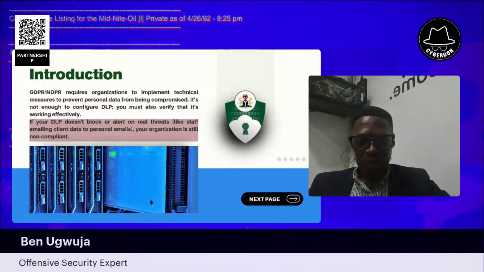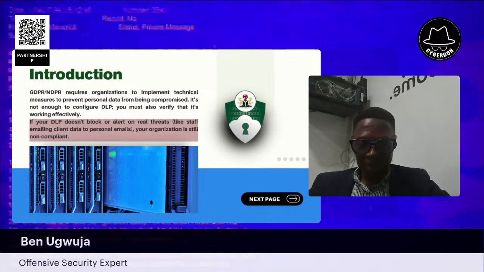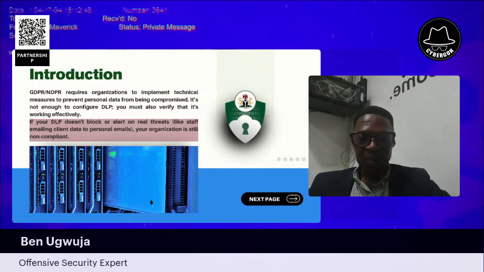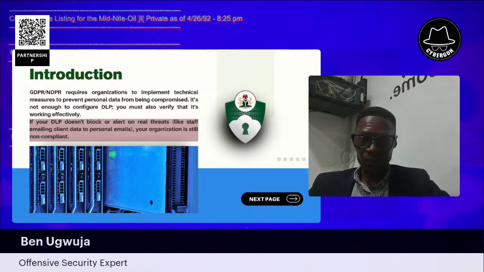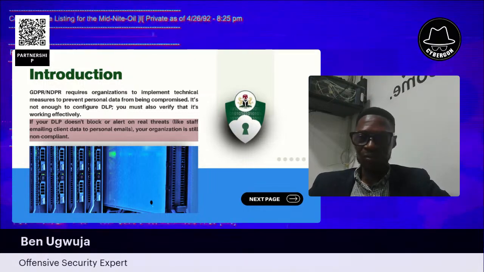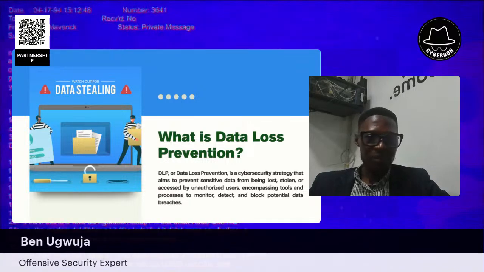Secondly, there are rules, like your DLP solution should not allow sending of a BVN or a particular sensitive file, depending on your sector or organization. So that is what it does. All right.